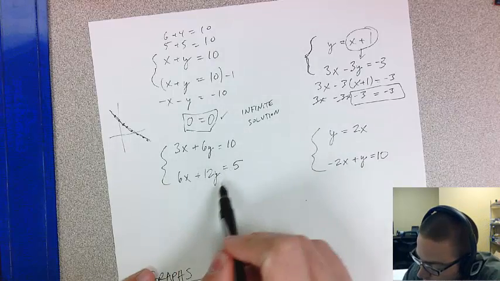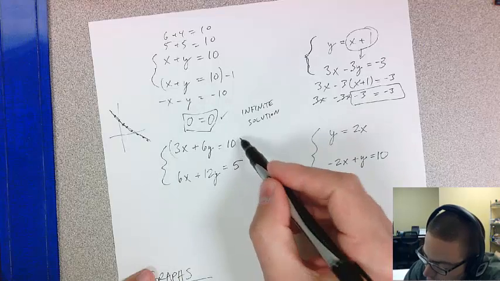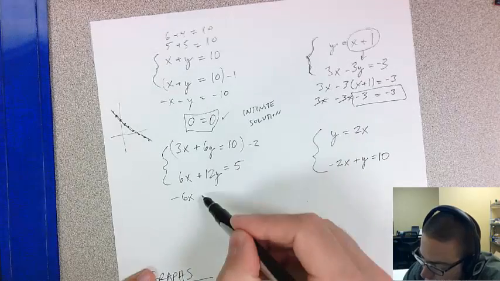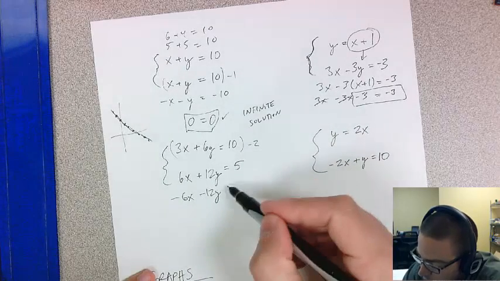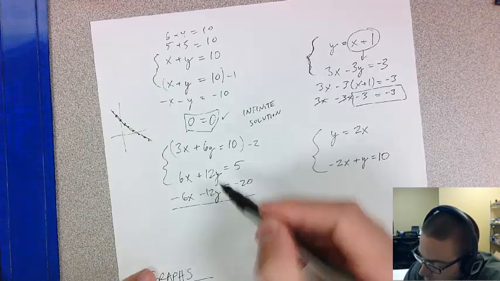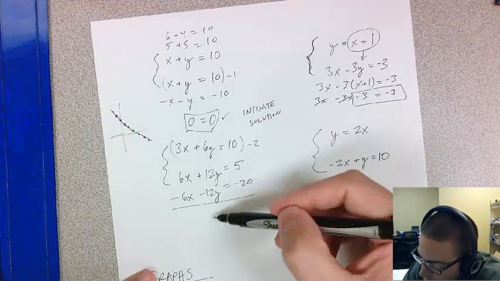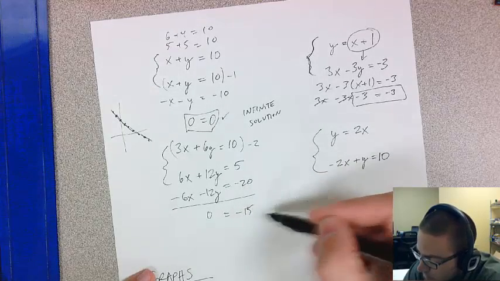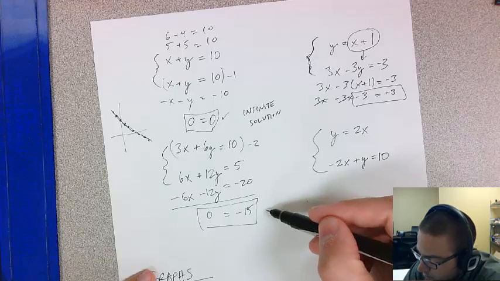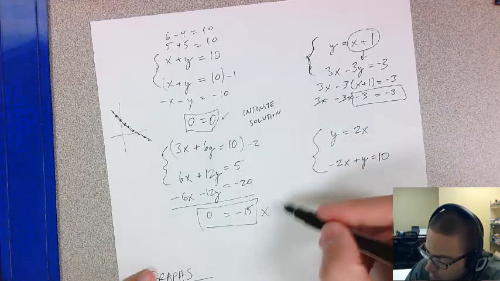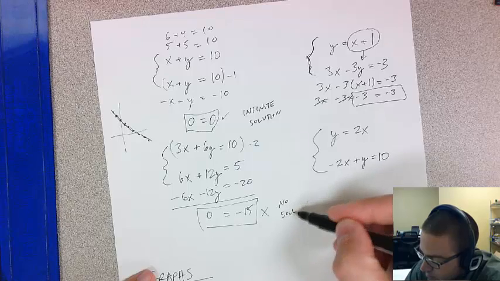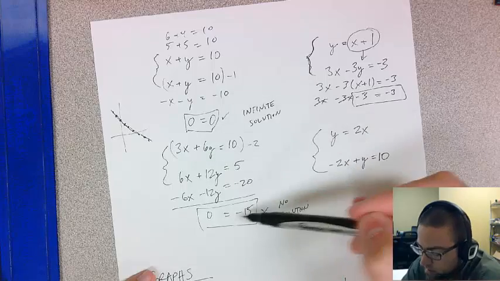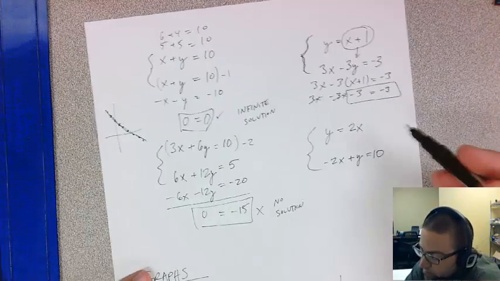So this one, I'm going to try elimination method. I'll multiply this one by -2. So it makes -6x, -12y equals -20. Add the two equations together, so I get 0, 0, and so this whole side is just 0, and then this is -15. So this is actually a false statement. So this has no solution. Okay, so no values of x and y will actually make 0 equal -15.